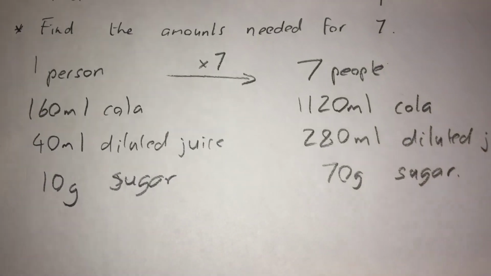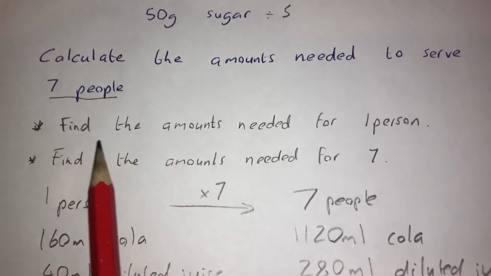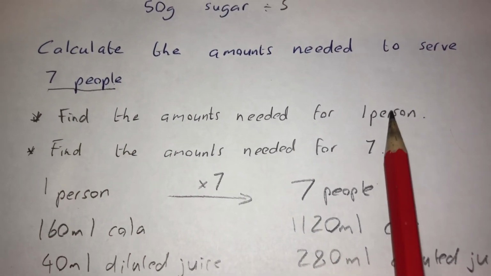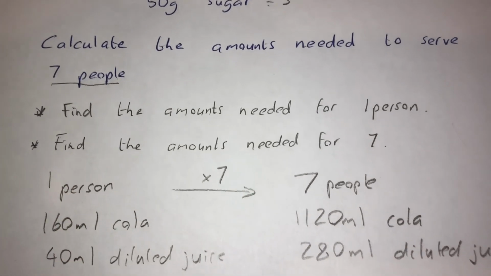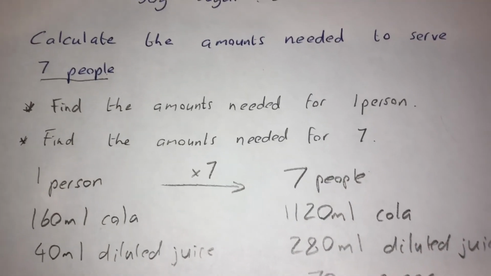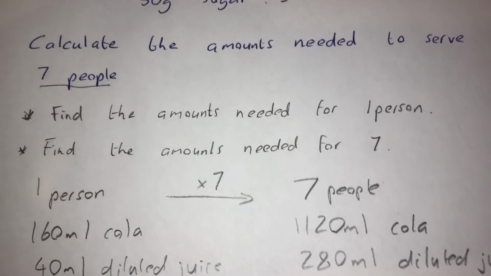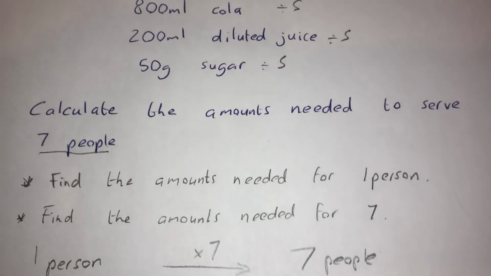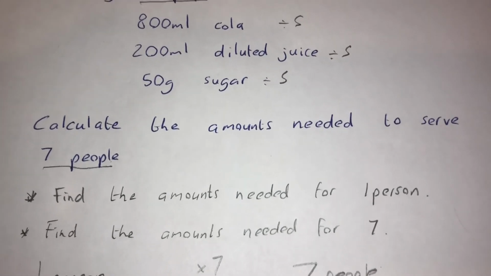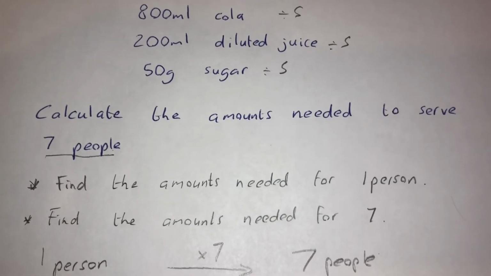The key point for these types of questions is to find the amount for one person, and then you can find the amount for 7, 8, 9, or whatever servings you're looking to deal with. I'll put up some examples for you to have a go at. Anything you're unsure about, just ask, and I will look at some more challenging questions of this nature in a separate video.